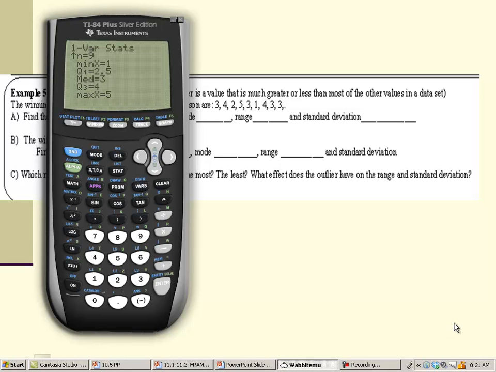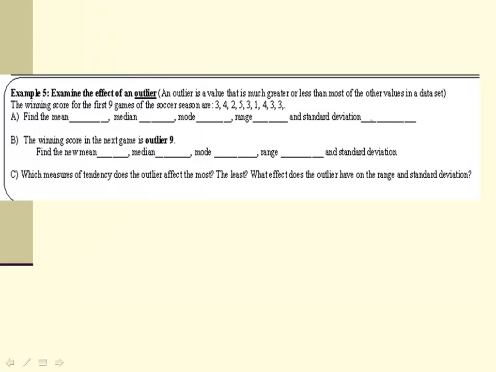So my range is what I was talking about. My highest is 5. It says max. My minimum is 1. So your range is 5 minus 1, which is 4. So let's get those put on our frame here. My standard deviation is 1.10. My range is 5 minus 1, which is 4. My mode is 3. My median is 3. And my mean is 3.11.